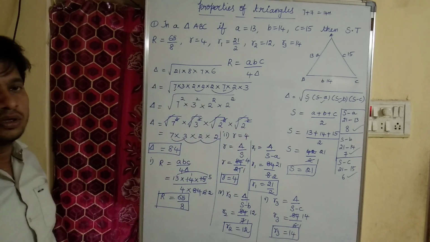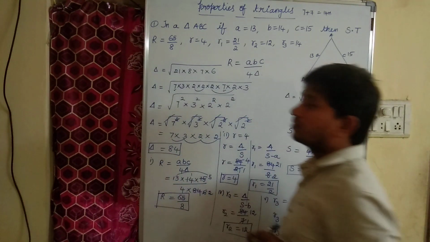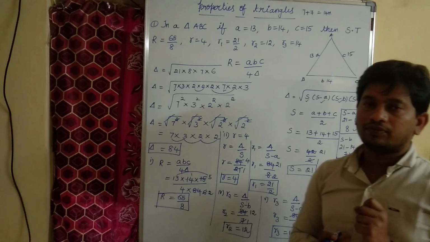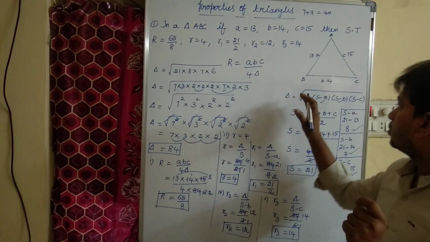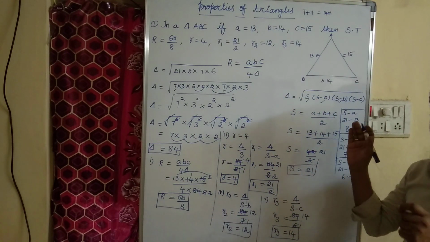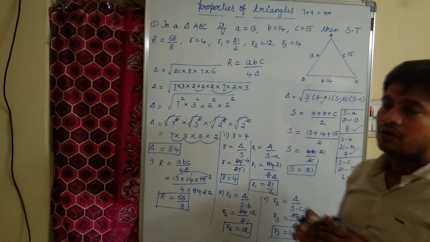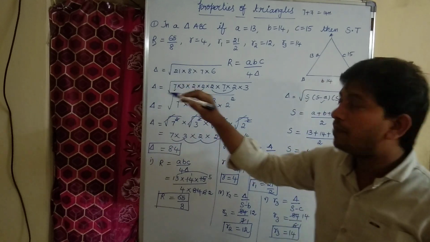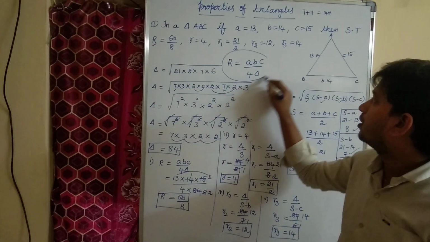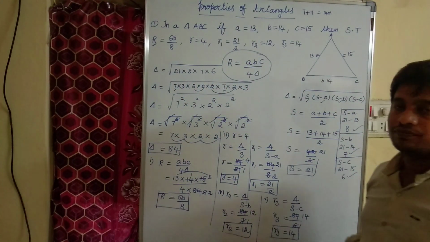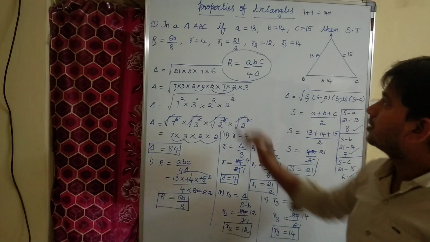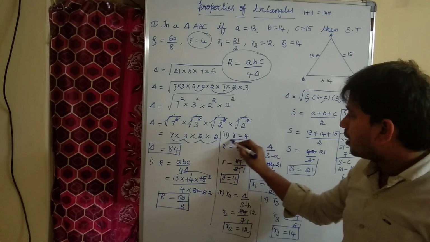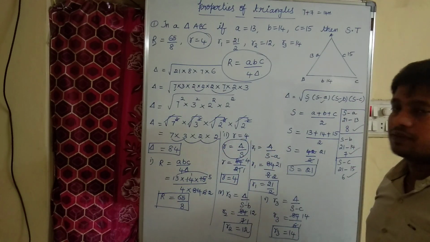Okay, in this problem, first thing we have to find delta. Delta formula is root over s into s minus a into s minus b into s minus c. Why we are finding delta? Because they are asking to prove that capital R. The formula for capital R is ABC by 4 delta. That is the first formula. Now second formula is for finding small r. What is the formula for small r? R equal to delta by s.